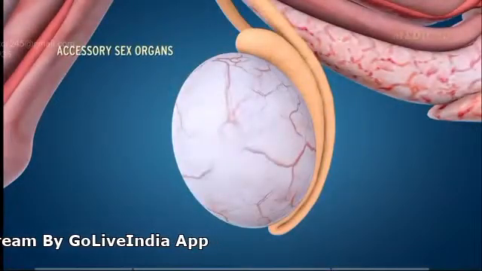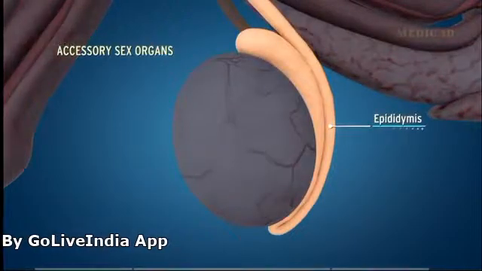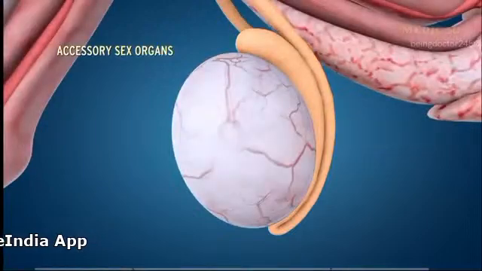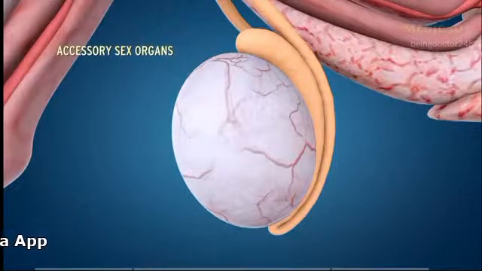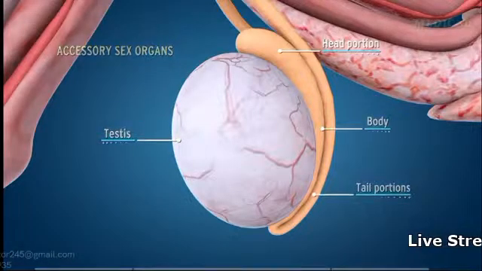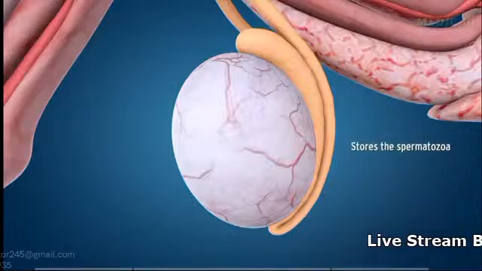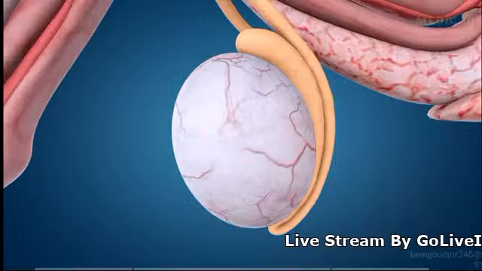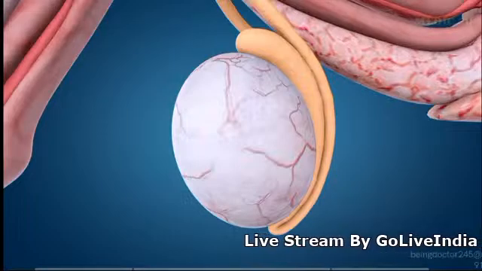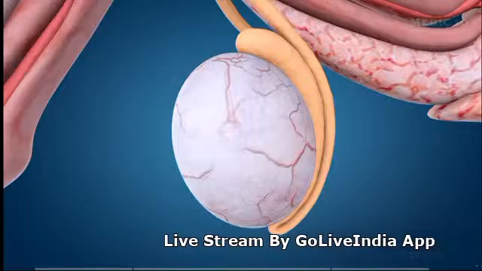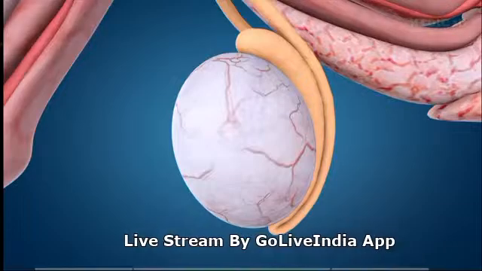Accessory sex organs. The epididymis is a highly coiled tube and is 6 meters in length. The epididymis is divided into 3 portions, which are the head portion, which is close to the testis, the body, and the tail portions. The epididymis stores the spermatozoa and aids in their maturation. Secretions of the epididymis provide nourishment to the spermatozoa. Once the sperm passes through the epididymis, it attains complete motility.